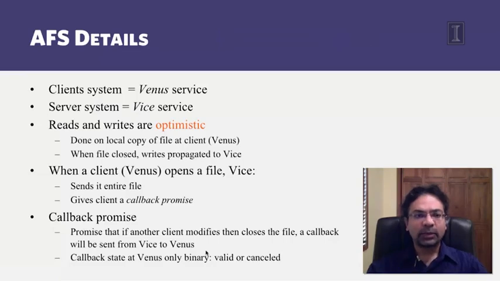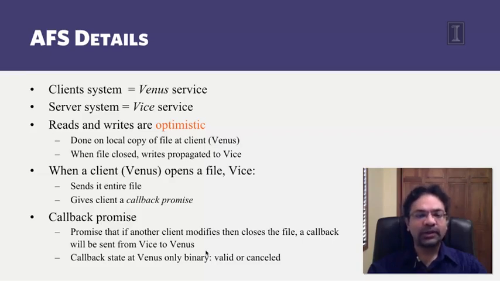A few more details about AFS. The client system is known as a Venus service, so every client is running a Venus daemon, and on the server side it's known as a Vice service or the Vice daemon. Reads and writes are optimistic because whenever a file is opened, the entire file is sent over to the client side. The read and write can be done on the local copy of the file at the client machine at Venus. When a file is closed, if any writes were done to that file, then those writes are propagated to the Vice, which then updates its copy of the file.